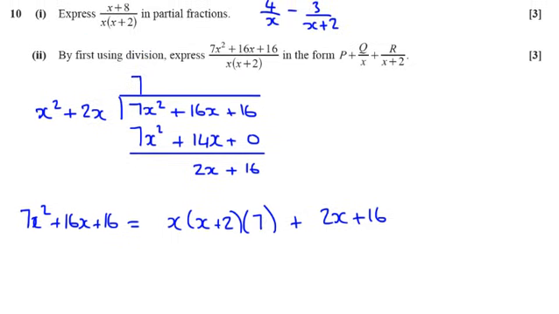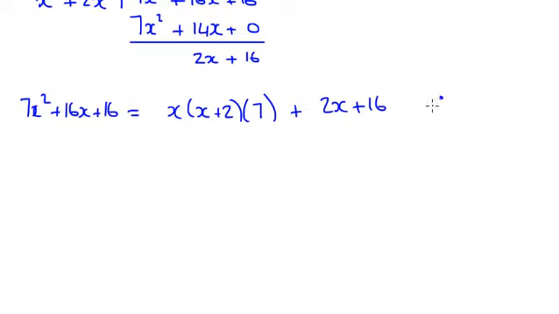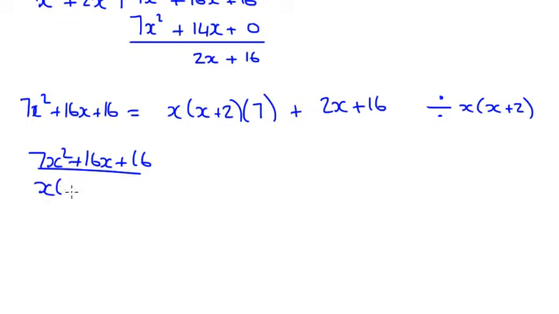So when it asks us to do this p plus q over x thing, what I can now do is divide everything by x bracket x plus 2. And that's going to give me 7x squared plus 16x plus 16 over x bracket x plus 2 is equal to, that's going to disappear, just the 7 plus 2x plus 16 over x bracket x plus 2.